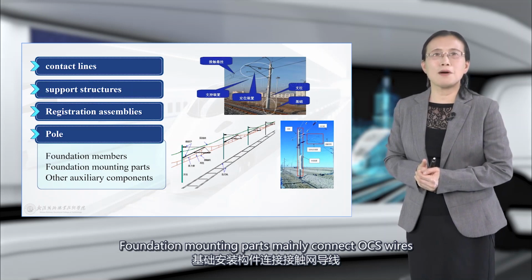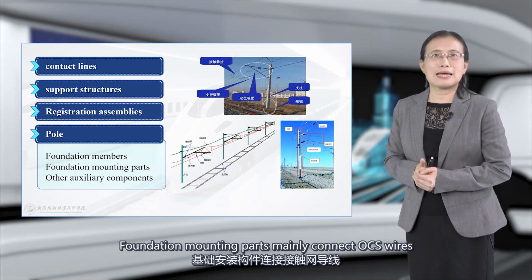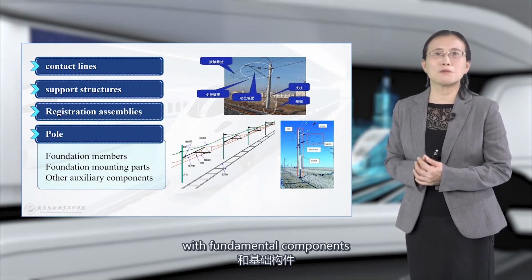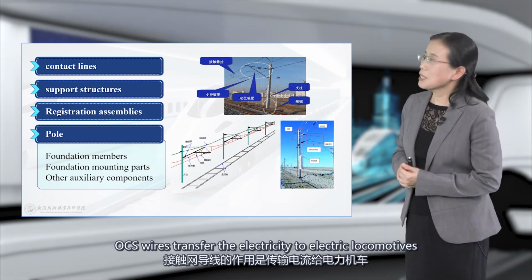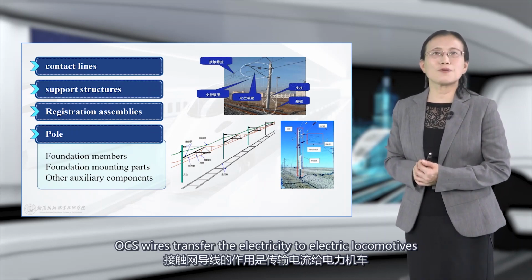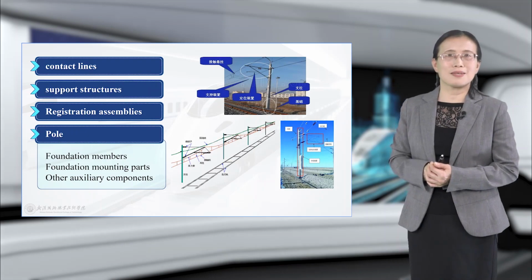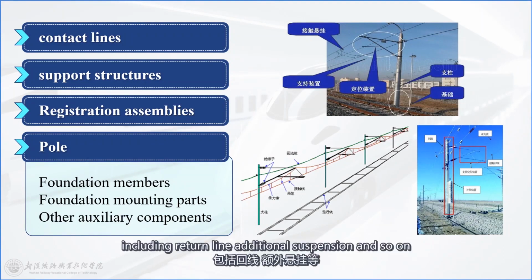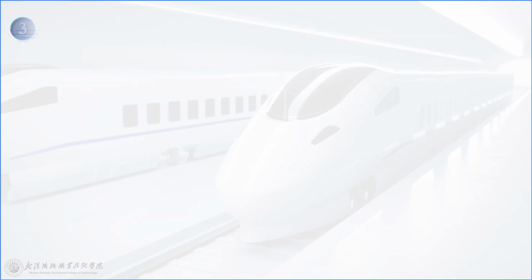Foundation mounting parts mainly connect OCS wires with fundamental components. OCS wires confer the electricity to electric locomotives. And also, we can see other auxiliary components, including return line, additional suspension, and so on.